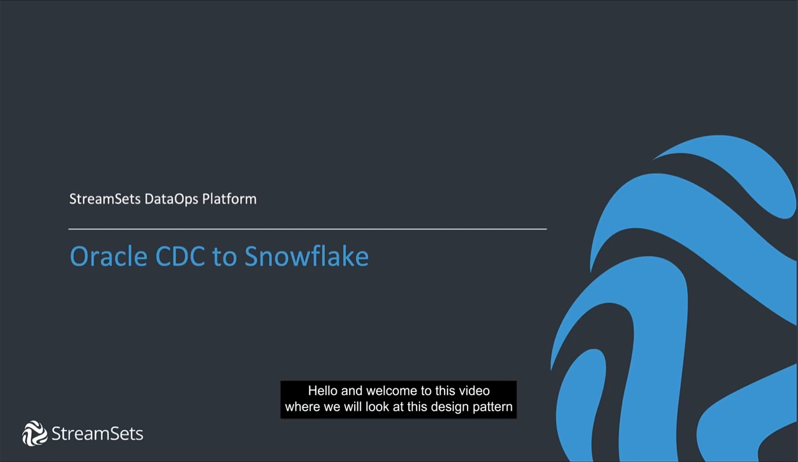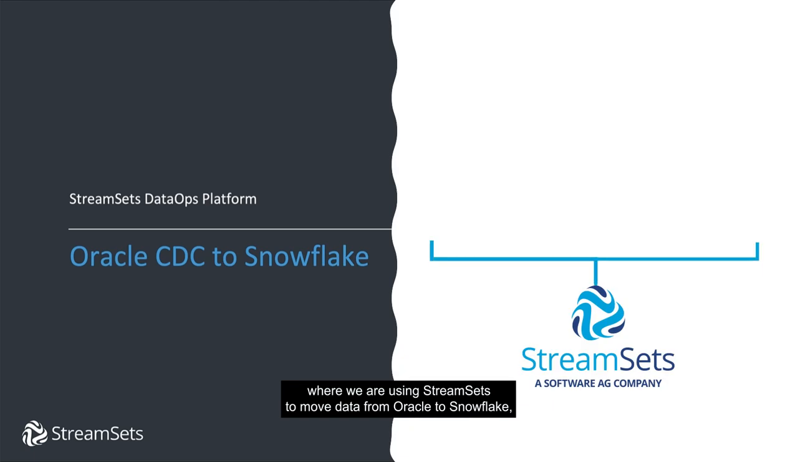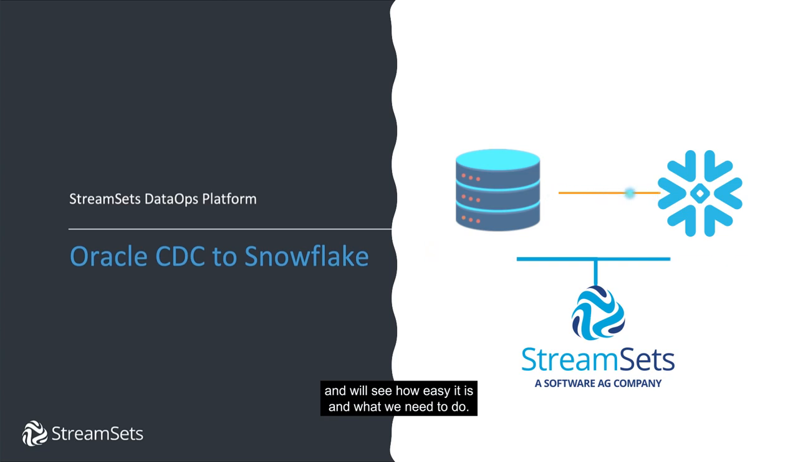Hello and welcome to this video where we will look at this design pattern where we are using StreamSets to move data from Oracle to Snowflake. In this case, we will use a StreamSets origin called Oracle CDC Client, which looks at the redo logs, extracts all the changes and moves them to Snowflake. And we'll see how easy it is and what we need to do.